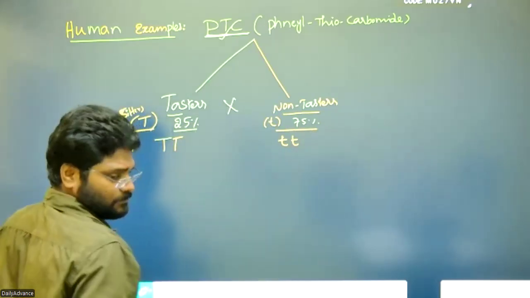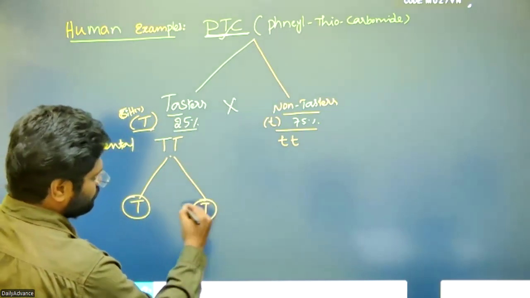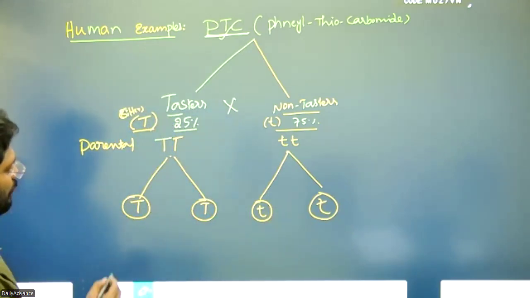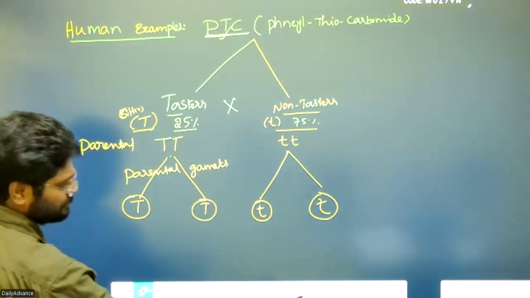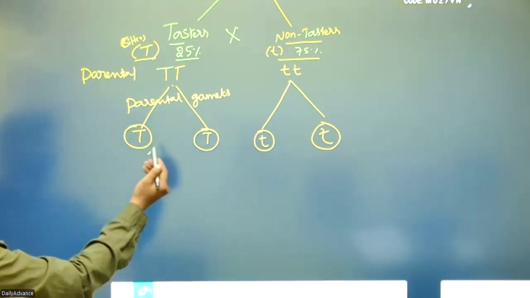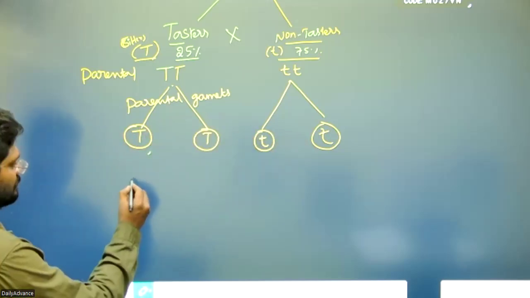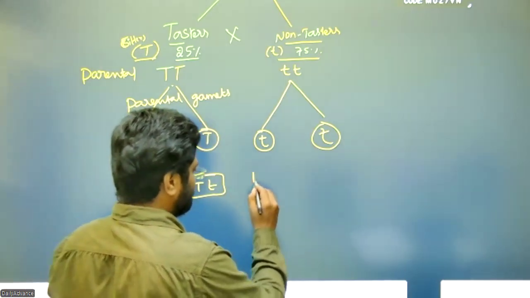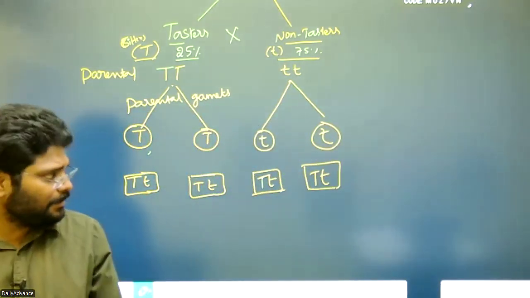Taster, non-taster. So what about the gametes formation? Gametogenesis gives capital T, capital T, and small t, small t. These are the parental gametes. These parental gametes undergo random fertilization. Random fertilization means every gamete has an equal probability of mating with another person's gamete. So what is the resultant? Capital T, small t, four times. These are all the progeny.